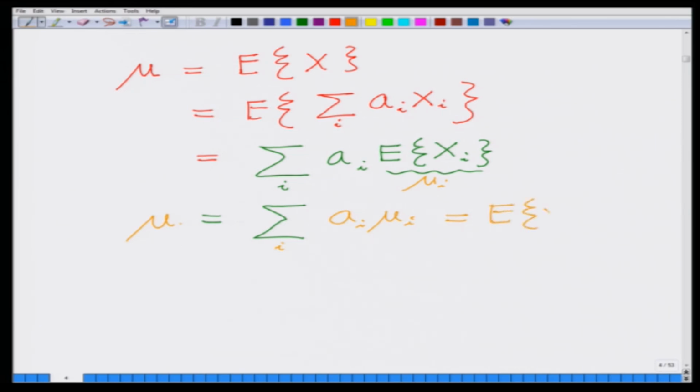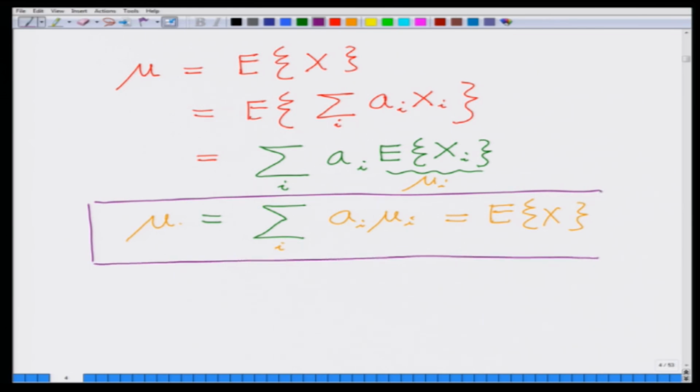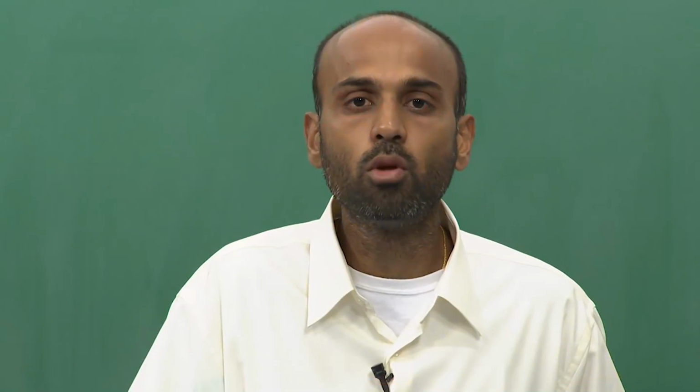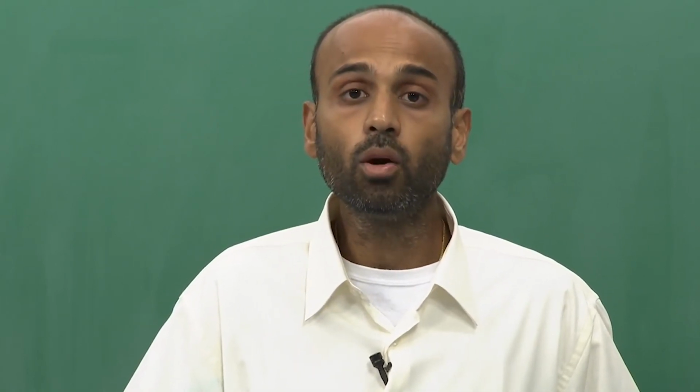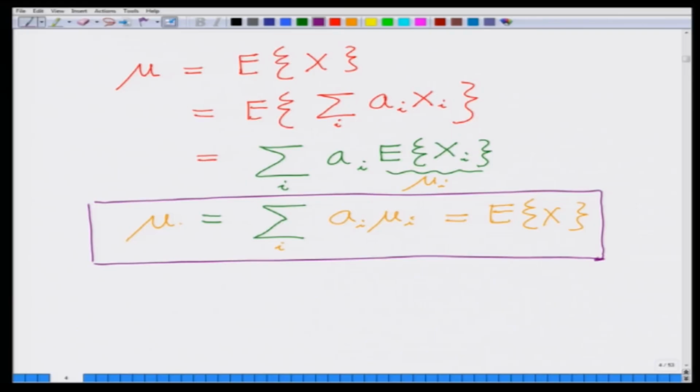This is also the expected value of this random variable x. So, we have derived that the expected value of this random variable x equals summation ai times mu i, which is denoted by mu, the mean of this new Gaussian random variable capital X. Okay. Now, let us compute the variance, which is much more tricky.